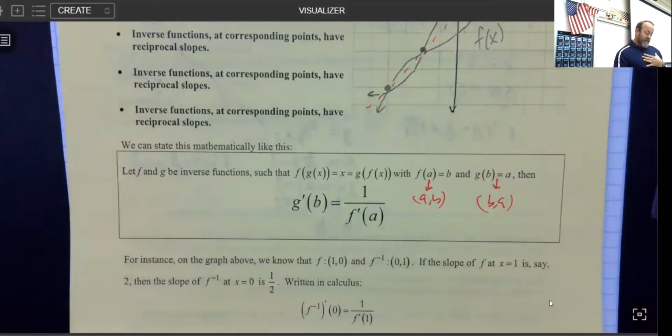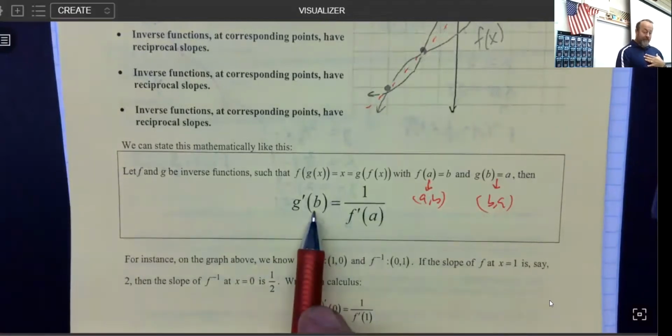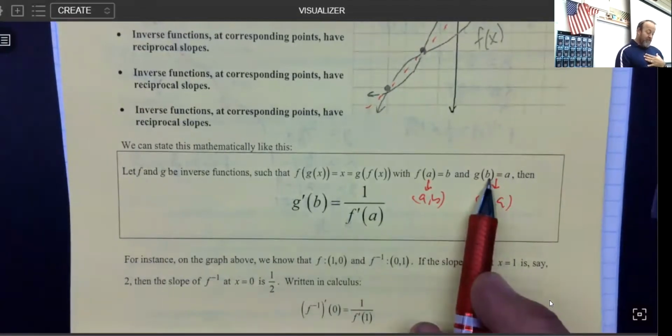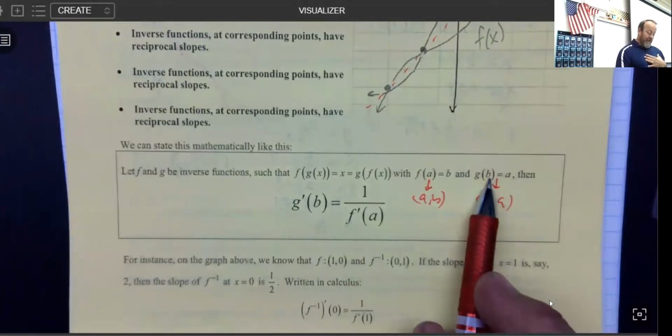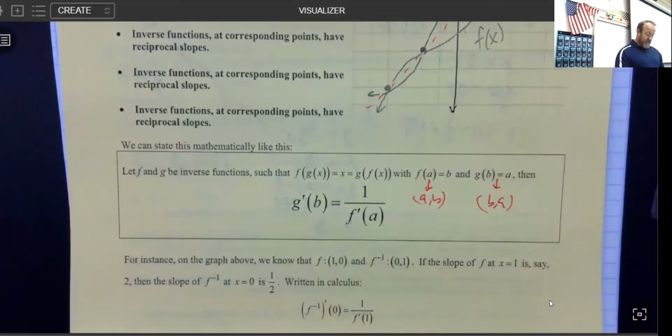I want to know something about this function g at b, but that means I have to go find out that information about f at a and take its reciprocal. So that's a little bit of a strange idea.